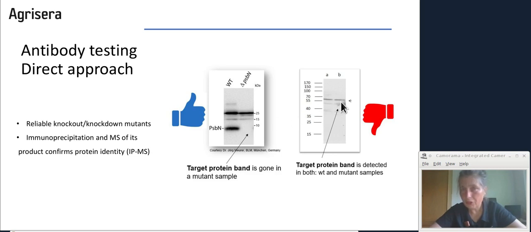Sometimes we obtain results where the band of a target protein appears in both wild type and mutant. And what to do then? Such a mutant has to be checked. Sometimes the mutants are not properly prepared or reversed.